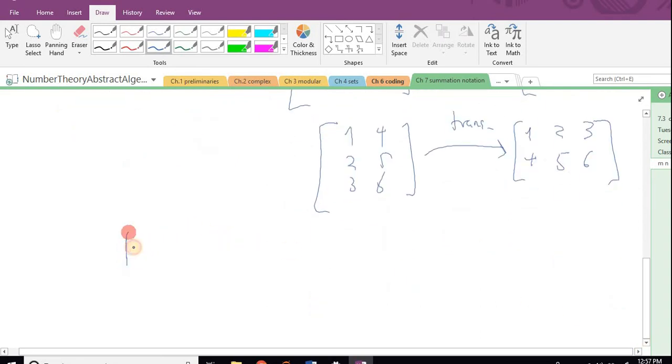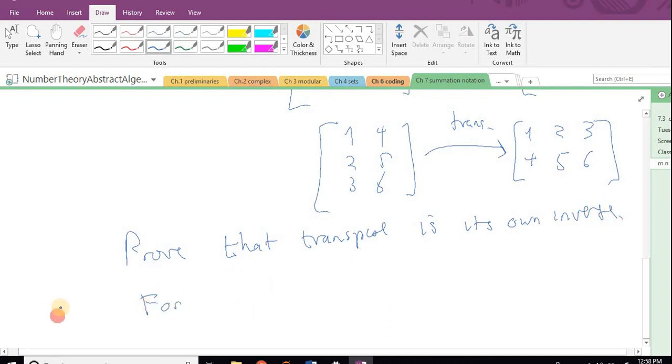So what you want to do is prove that transpose is its own inverse. I guess there's no apostrophe there. Sorry, English majors will get on me. That's the same thing as saying, i.e., for any matrix M, M transpose transpose will be equal to what?